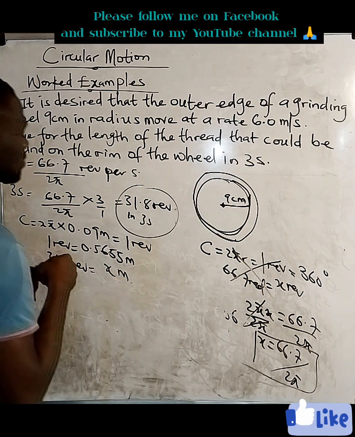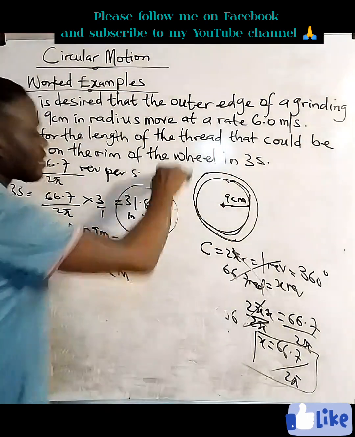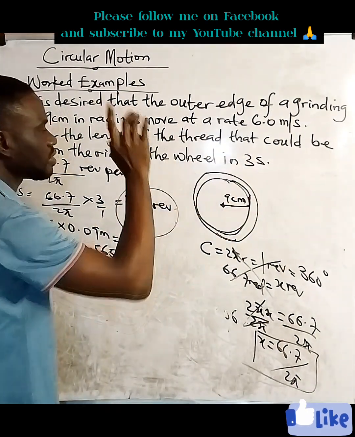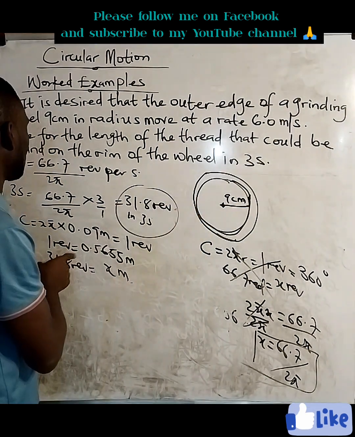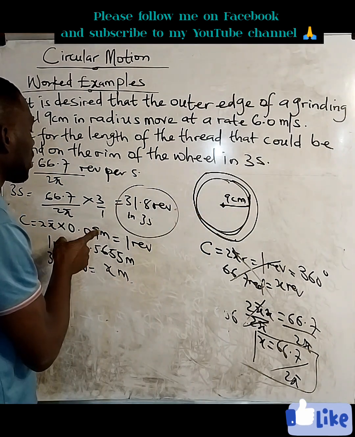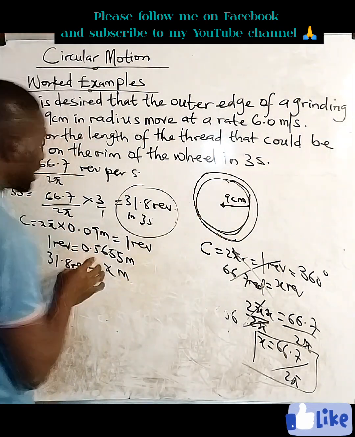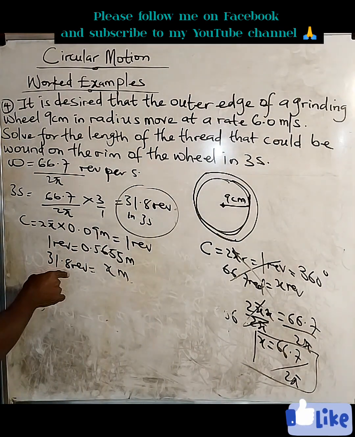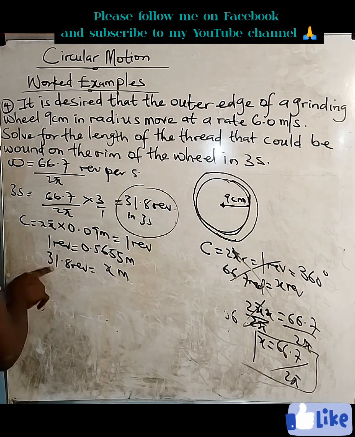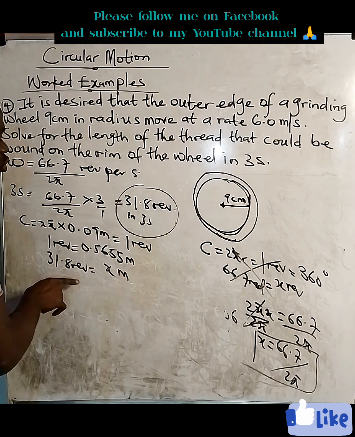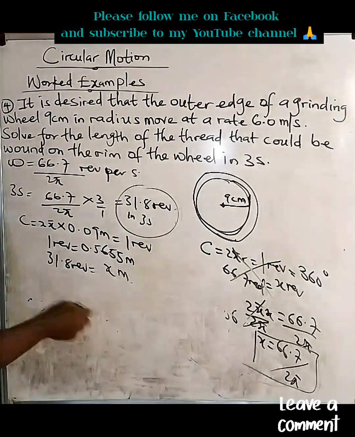And this is going to be the length of the thread. By the time the thread goes through one complete cycle on this circle, the length of the thread will be about 0.5655 meter. So that's what the circumference is. Then 31.8 revolutions happen in 3 seconds. So what would be the length of the thread involved in this whole circular motion?